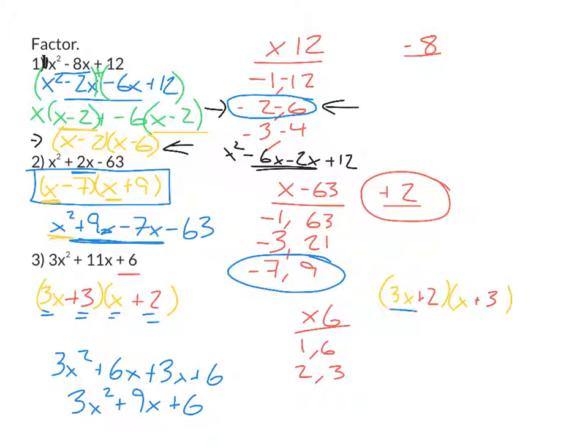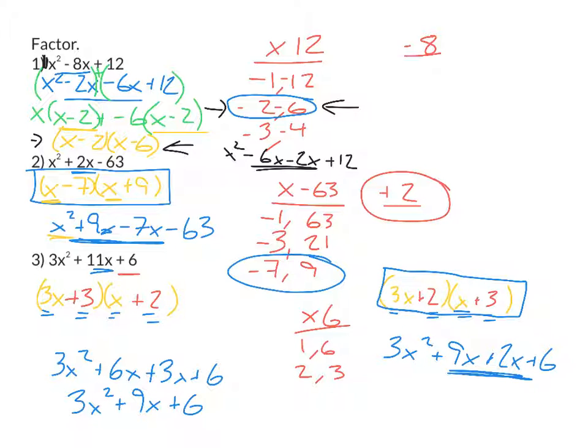3x times x, 3x times 3. This time it's a 9x right there already. 2 times x, and 2 times 3. And so when we combine like terms now, 9x plus 2x, it does make 11x. So this right here is the factored form of number 3.